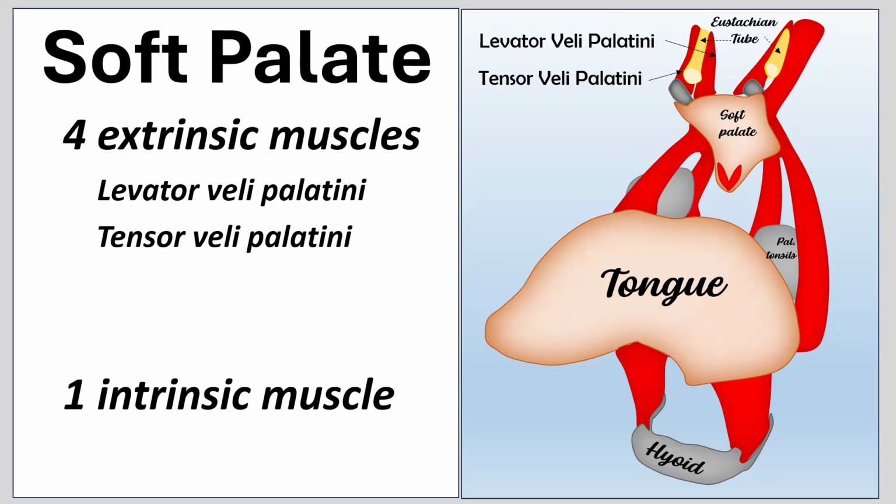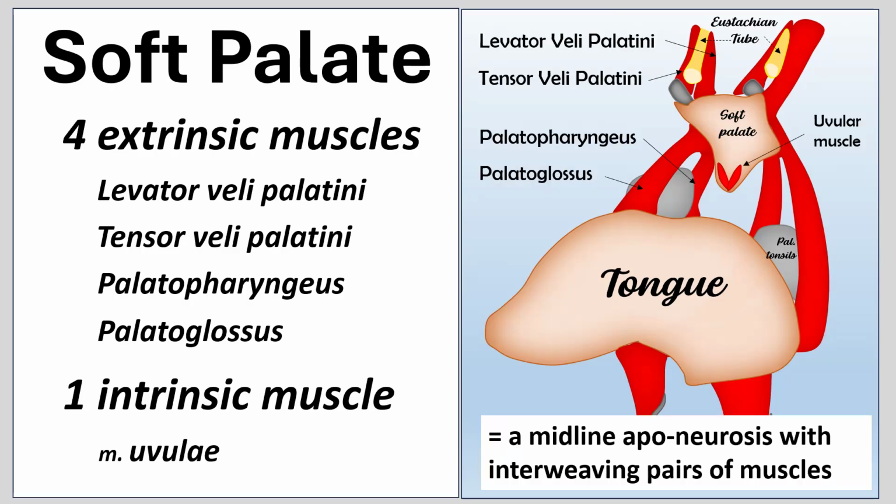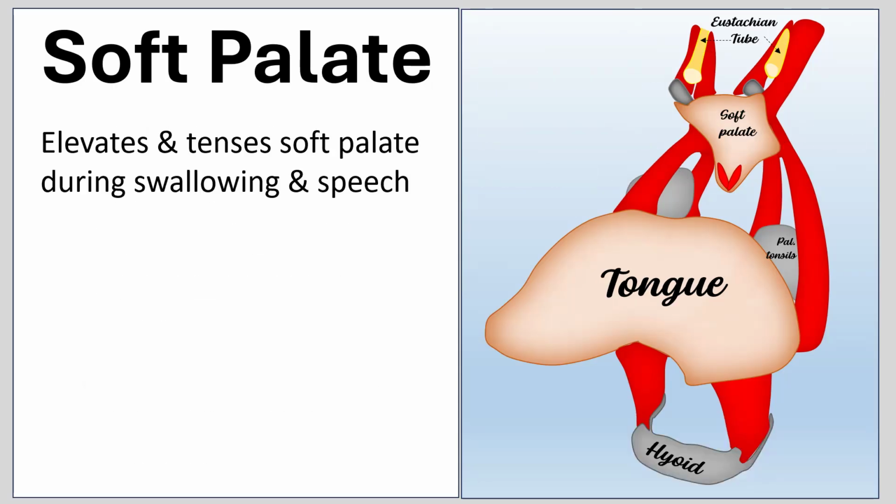And when these muscles contract, the eustachian tube will also open, as you remember from the presentation on the nasopharynx. And then we have two muscles constituting the anterior and posterior tonsillar pillars, namely the palatopharyngeus and the palatoglossus. Then we have two intrinsic muscles in the uvula called the uvular muscles. Okay, what is the function? So this we already said. The soft palate is basically a midline aponeurosis with interweaving pairs of muscles.